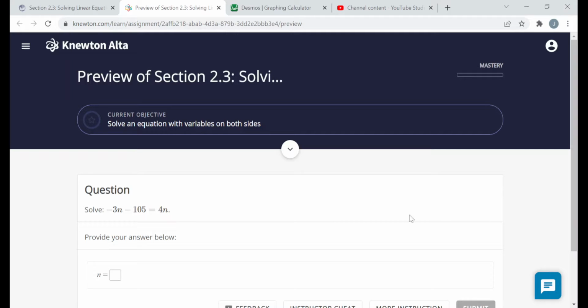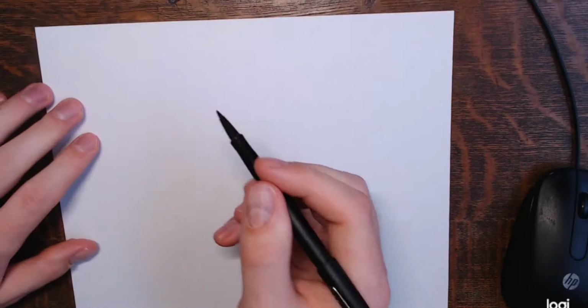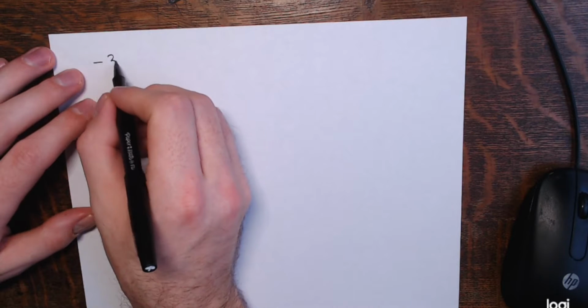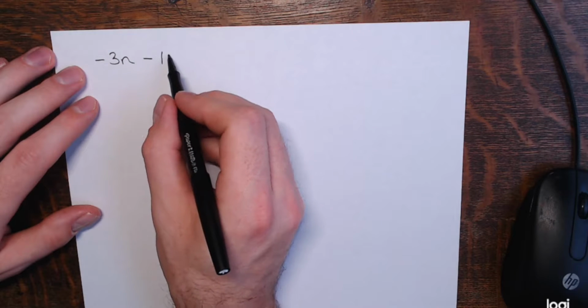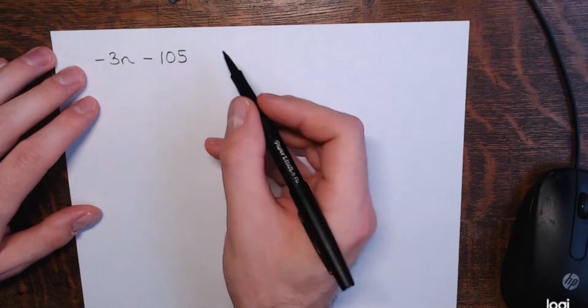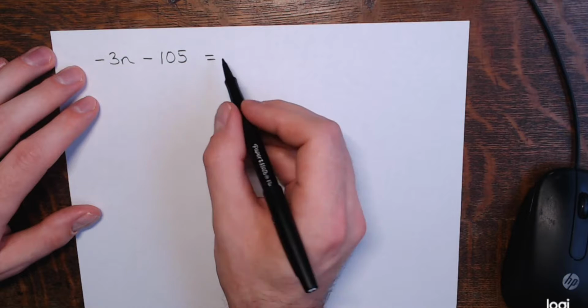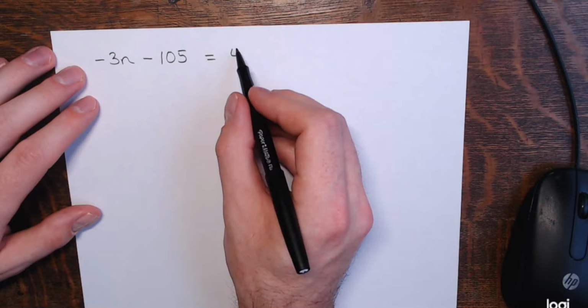Alright, so what I'm going to do is write out this equation and we'll solve it, right? We'll find a value of n that I can replace and make this a true statement. So the equation we're given is -3 times n minus 105 equals 4n, 4 times n.